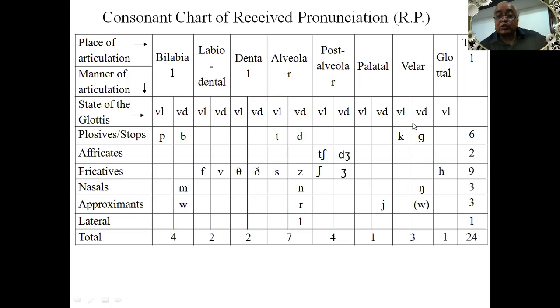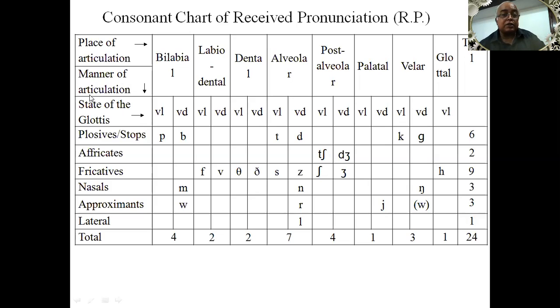So this is a voiced sound. Why? Because the vocal cords are held loosely together. When the air passes through, there's a lot of vibration. So the state of the glottis is voiced. The place of articulation is velar. It's velar because the back of the tongue comes in contact with the soft palate. So we have the velar sound.